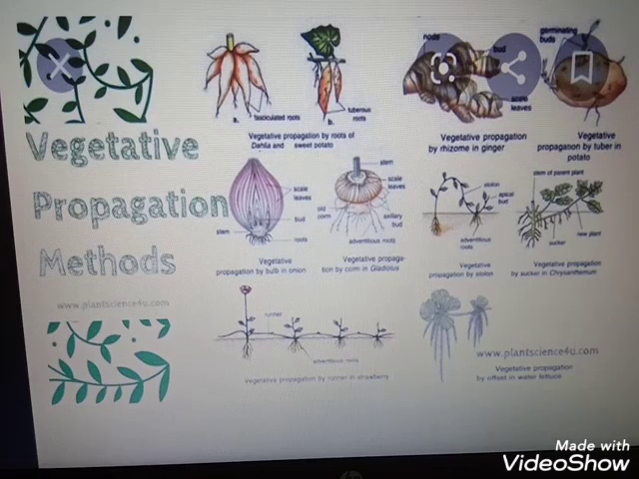Once more I am telling, vegetative reproduction or propagation is a mode of asexual reproduction in which new plants are obtained from the vegetative part of the plants. Vegetative part of the plants means parts that have the capability to give rise to new offspring. So the examples for this vegetative propagation are rhizome, tuber, bulb, runner, offset, sucker, bulbils and leaf buds.